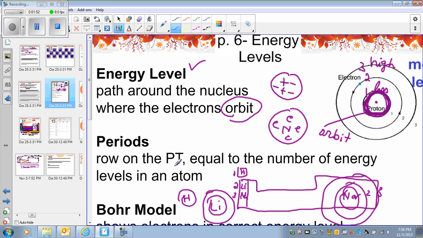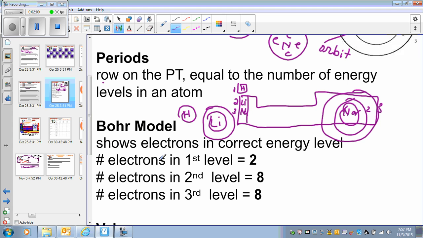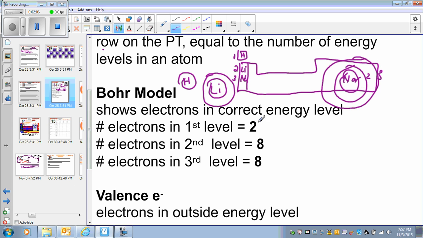The period or row in the periodic table equals the number of energy levels in the atom. So according to the Bohr model, it shows the electrons in their energy levels. How many electrons go to each level was also decided by Bohr. He explained it via the principal quantum number. He used quantum numbers to explain this whole process.